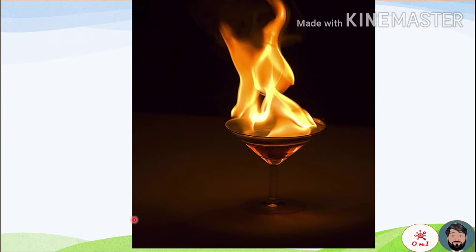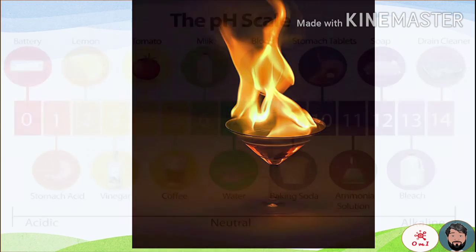Here is the example of alcohol which catches fire. So it is its flammability. Water doesn't catch fire, but alcohol catches fire. So it is the property in its composition. That is the chemical property.